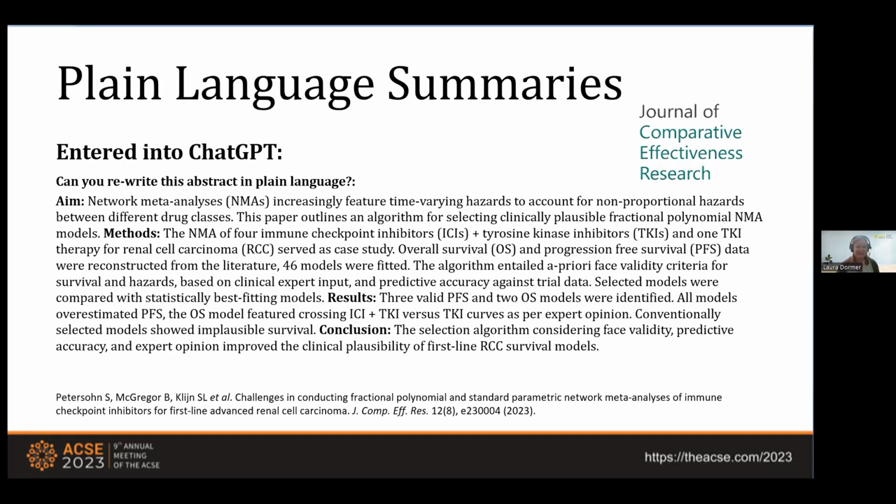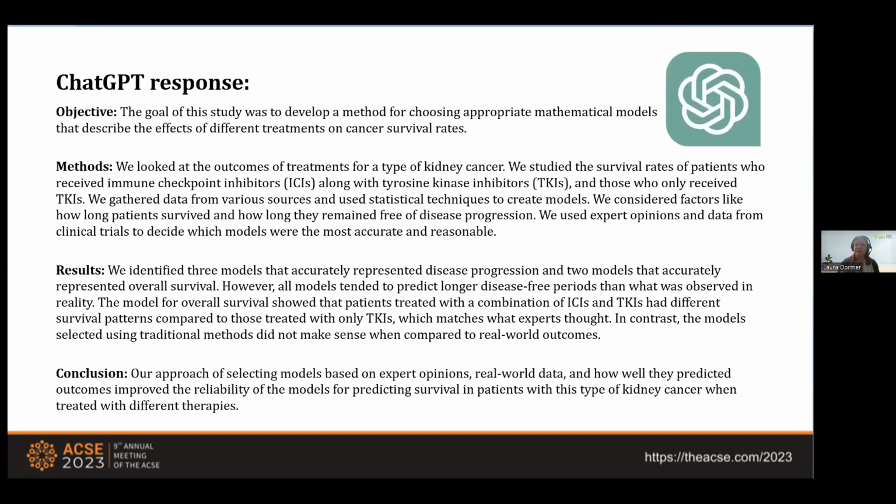I entered that into ChatGPT and put the query, can you rewrite this abstract in plain language for me? If I move on to my next slide, you will see the response that ChatGPT gave me. I received that response in a second, 2 seconds.